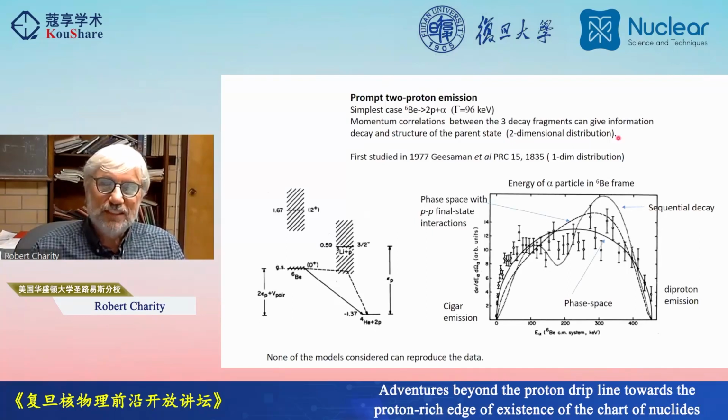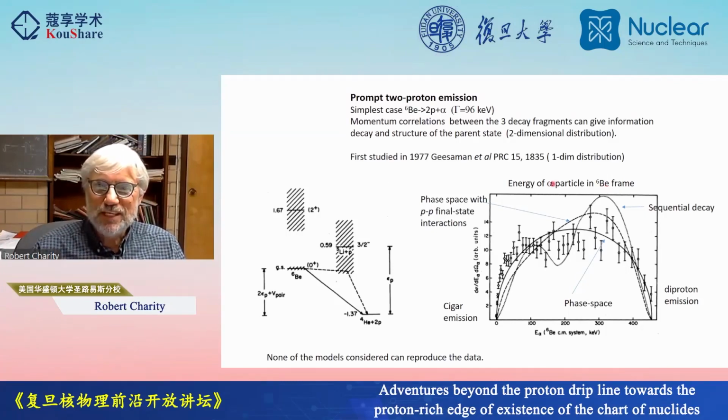The first study of these correlations was in 1977. He measured one of these two dimensions. In this case, they made beryllium-6 in a transfer reaction, and so they could infer in that reaction the velocity of the beryllium-6.